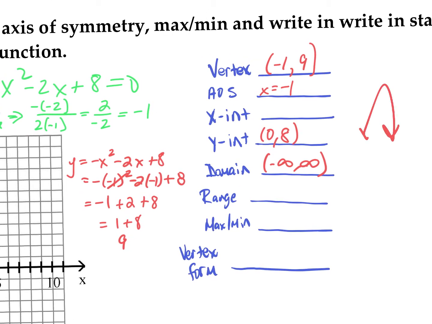What's the range? It's an upside down parabola. What's my range? Negative infinity to positive 9. Good. Do I have a max or a min? A maximum at y equals 9. And what would the vertex form look like?